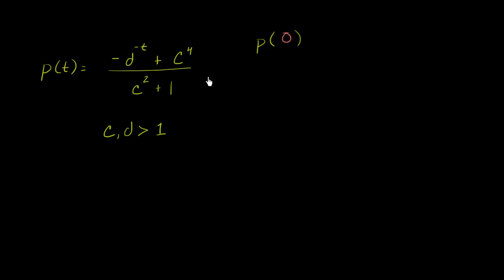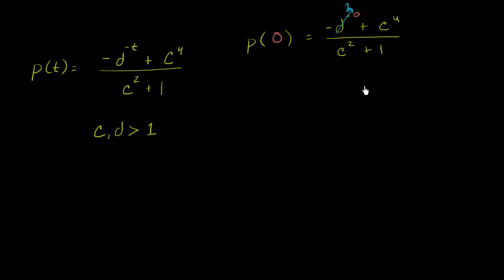And p of 0 is going to be equal to negative d to the negative 0. So I'll just write that down. Negative d to the negative 0 plus c to the fourth over c squared plus 1. Well, d to the negative 0, that's the same thing as d to the 0. And since we know that d is non-zero, we know this is defined. Anything non-zero to the 0th power is going to be 1. And what 0 to the 0th power is is actually under debate, but we can safely say that this right over here is going to be equal to 1.